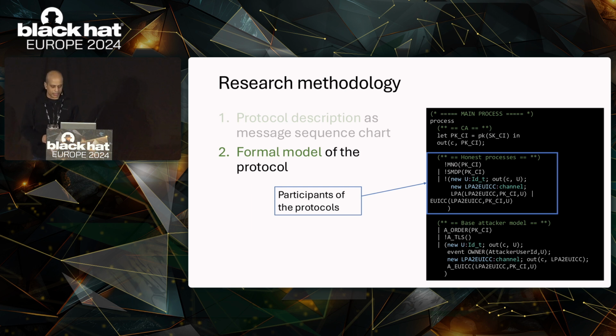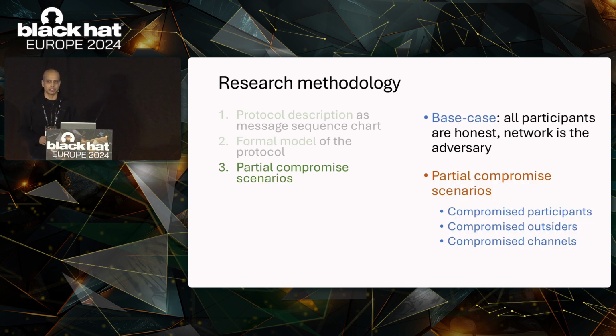With this model, in the third step, we decide what capabilities we want to give to the attacker. We model the base case, which is the specification-assumed case, where all participants are honest. Like in the earlier slides, we showed that there are participants: MNO, SMDP+, UICCs, users. So all participants are honest. That base case we bring in. And then we also bring in other interesting compromise scenarios.